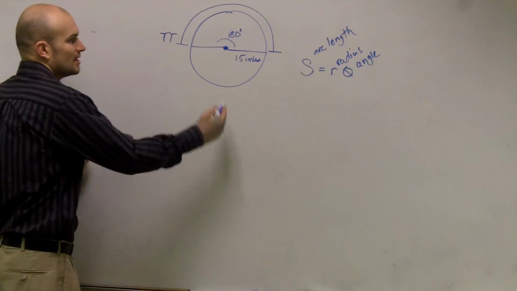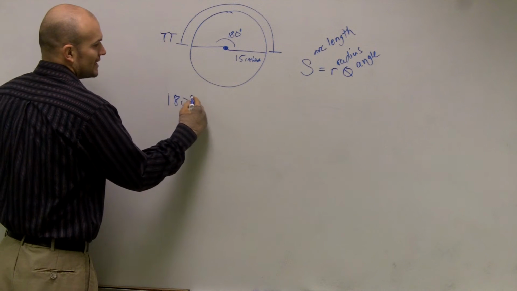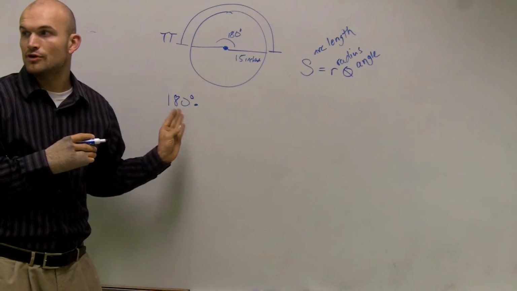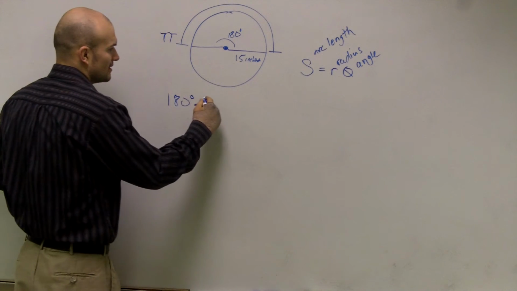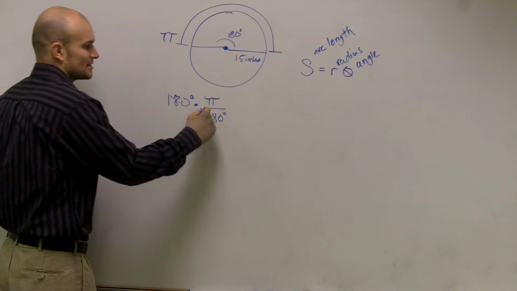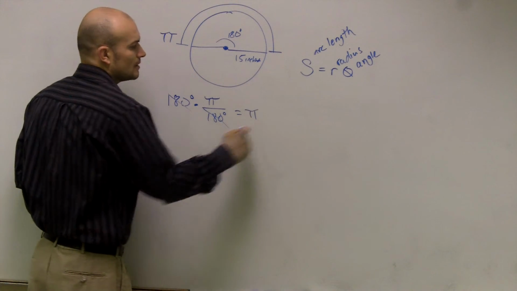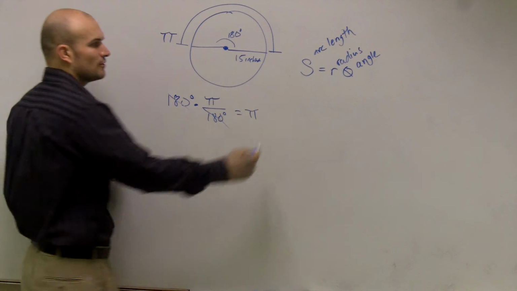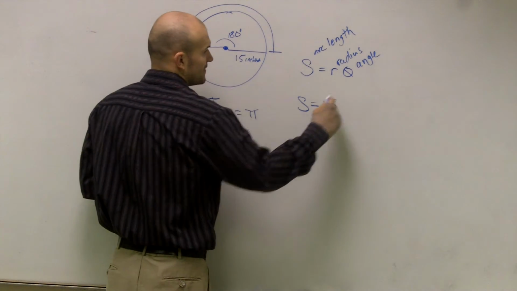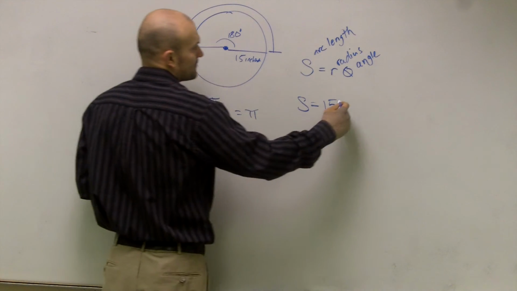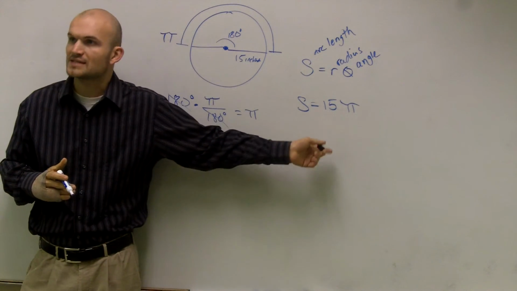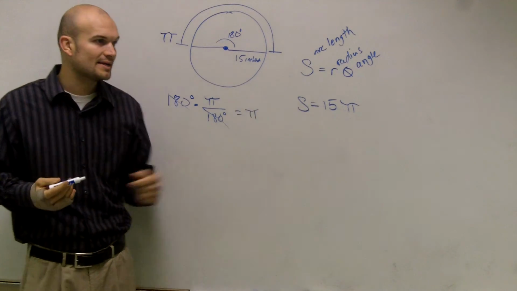The other way, remember, you could also do this: 180 degrees times the ratio to go from degrees to radians, which is pi over 180. Obviously those are going to cancel out, so you're left with pi. Therefore, my arc length is S equals my radius, 15 inches, times pi. Obviously you could multiply that to get an approximate value, but I'm just going to leave mine in terms of pi.